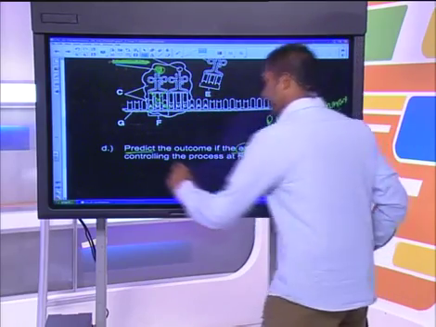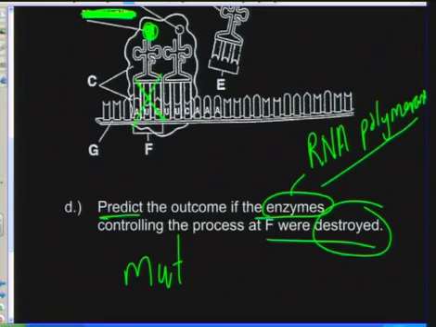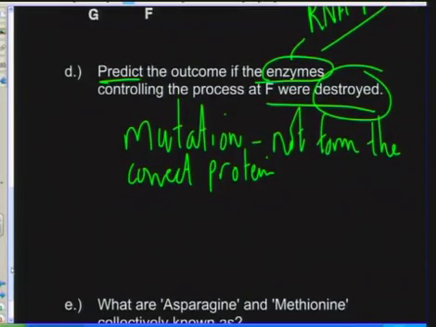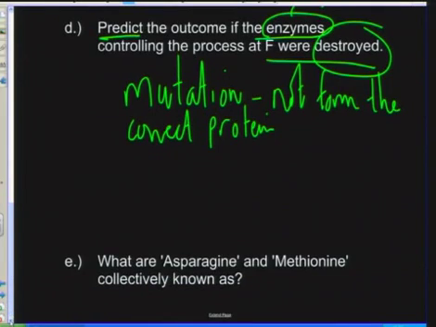So we would say that a mutation would take place and that it will not form the correct protein. It will not form the correct protein. And you can refer to that as a mutation, and that would obviously affect the protein synthesis. Let's look at the next question.